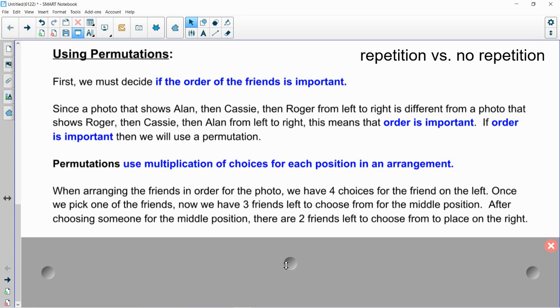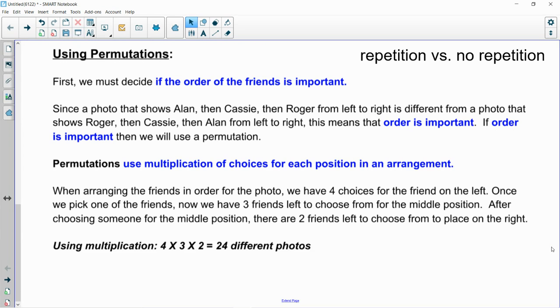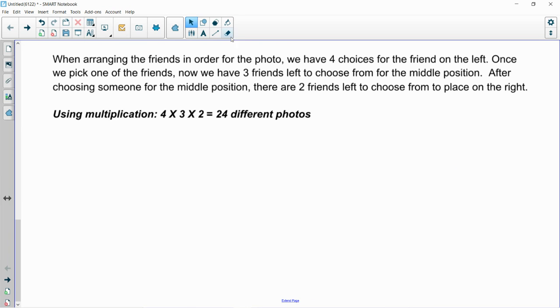Now, the next person who's going to be in the middle, maybe he selects Roger. He had three to choose from, and he selected Roger. So first he had four choices. Then he had three choices. Then once he selects Roger, he's down to that last spot in the photograph. There's only three friends that are going to be there, and there are two people to choose from. So then he has two choices. So here, if we use multiplication, look at how we break this down.